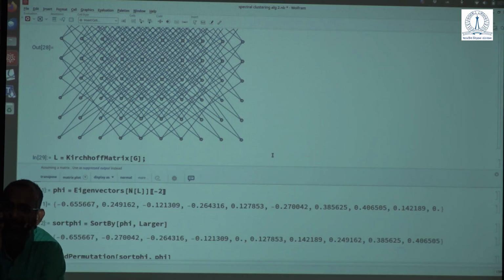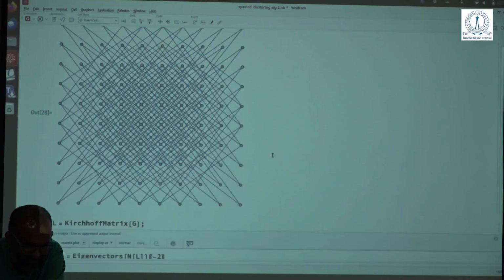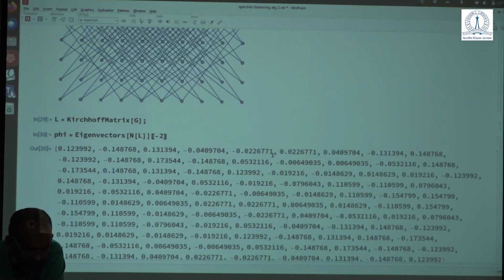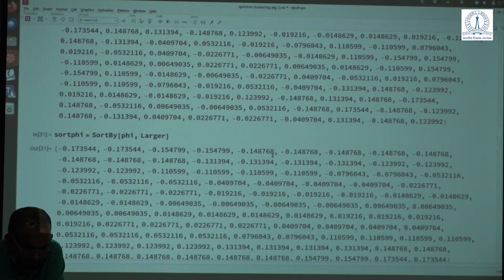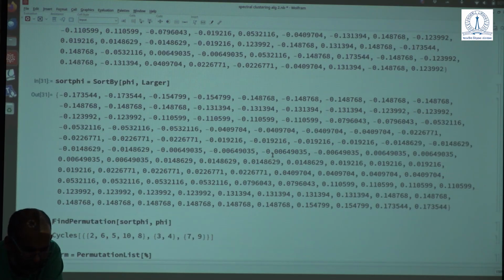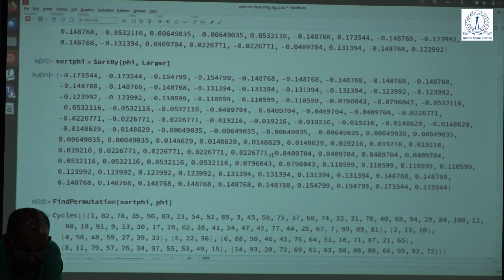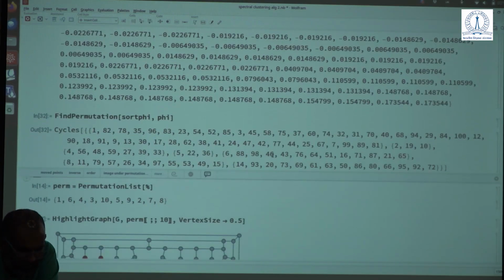Too regular will be a cycle. But the way it's drawn, it's not regular. Okay, so let's look at this. So here is a huge cycle.